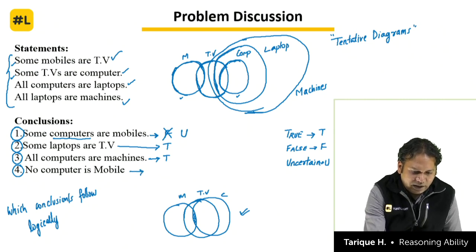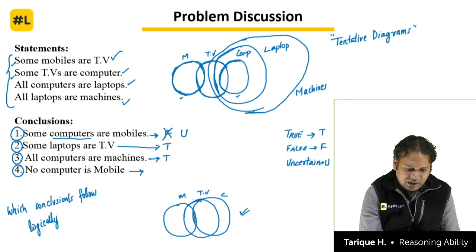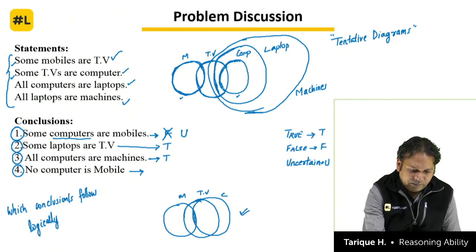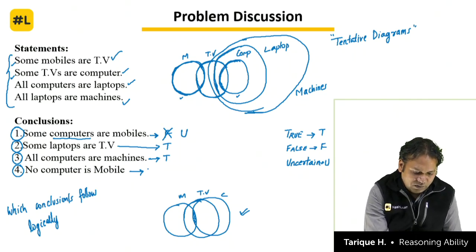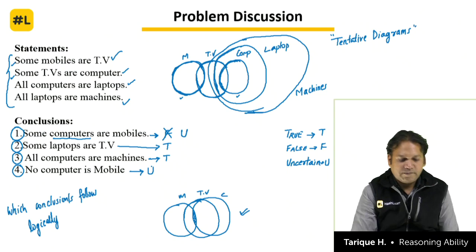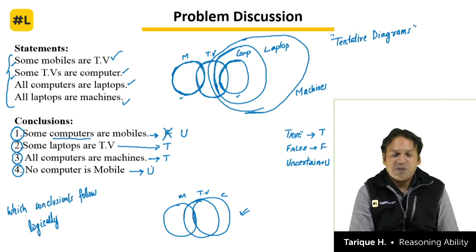Now if you look at the fourth statement here, no computer is mobile. We have seen earlier that computer circle and mobile circle are not overlapping. Does it mean that they will not overlap? In this case they are overlapping, in this case they are not overlapping. Can we say that they will not overlap? Are we sure about that? No. So what do we do? We write uncertain. No computer is mobile is also uncertain.